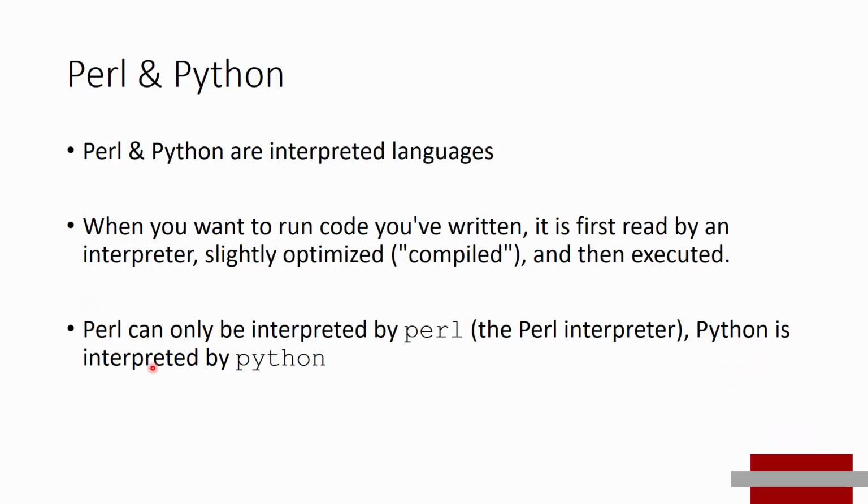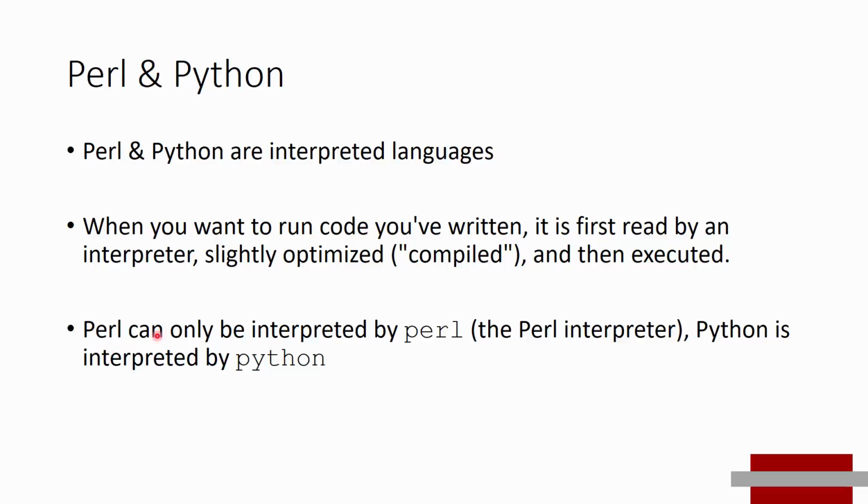So both of these are what are called interpreted languages. When you want to run the code that you've written, what happens is that the interpreter loads up your code, and sometimes it'll do some slight optimization, which they might call compiling, but it's really not compiling. And then it just executes the script line by line by line. Each line has to be passed to the underlying user interface, or the underlying shell, and executed from there, and the results returned back to the interpreter.